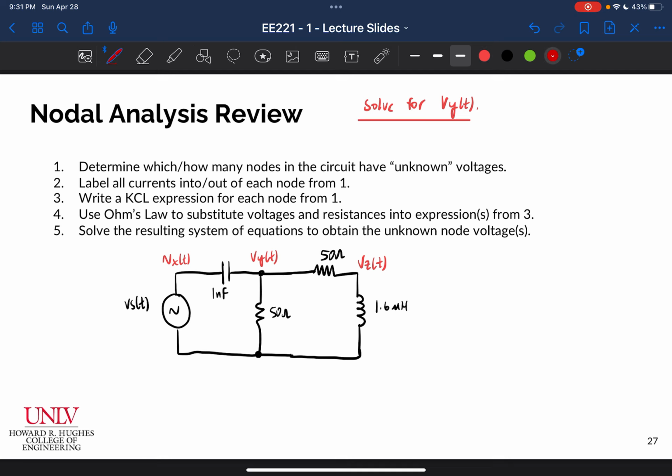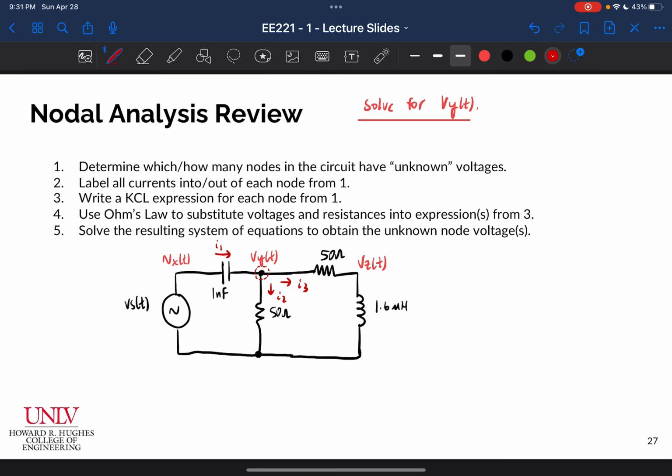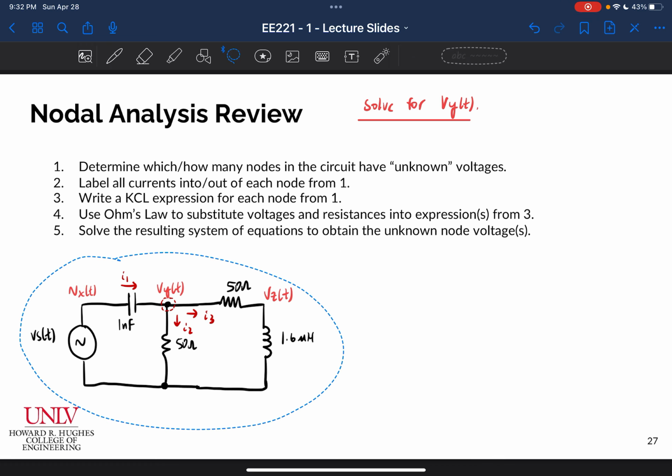Okay, so the next step is to label all the currents into and out of that node. So we need to label the current in, which is going to be I1. The currents out are going to be I2 and I3, of course. So you can see how very similar this is to the previous problem. And then it says to write a KCL expression for each node. Well, before we do that, let's go ahead and convert this over to the phasor domain.